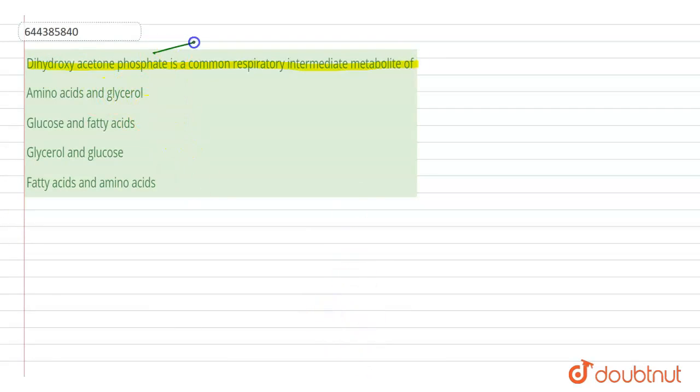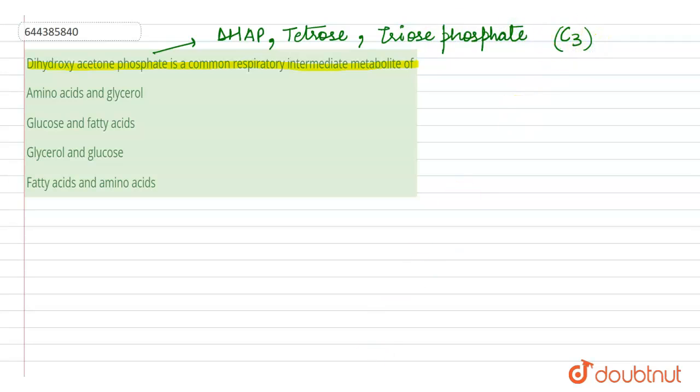So dihydroxyacetone phosphate is also called DHAP, and it is a monosaccharide and it is a triose, that means it is a triose phosphate type of sugar. Triose phosphate means that it has 3 carbons in the chain. So this is a 3 carbon compound. Let's see where it is exactly formed during the metabolism of glucose.